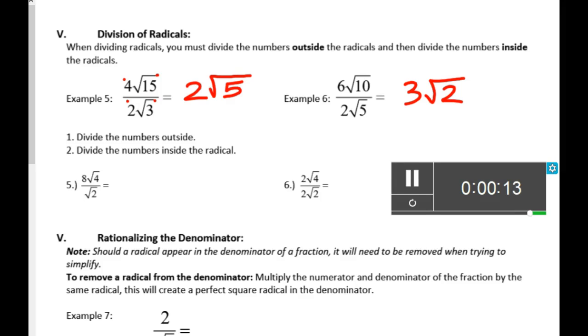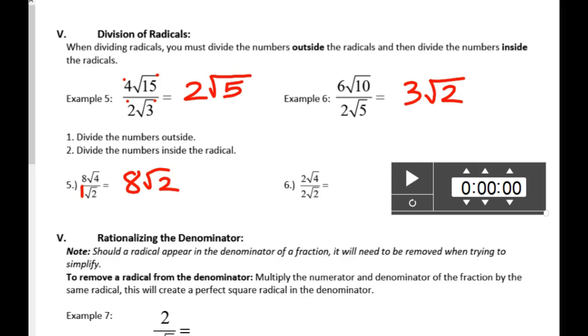Okay, sorry. So 5 and 6. Are you with me? You awake? On number 5, there's an 8 and there's nothing on the bottom. You could think that's a 1, but it's 8. 4 over 2 is what? 2. 2 is prime. That's it.